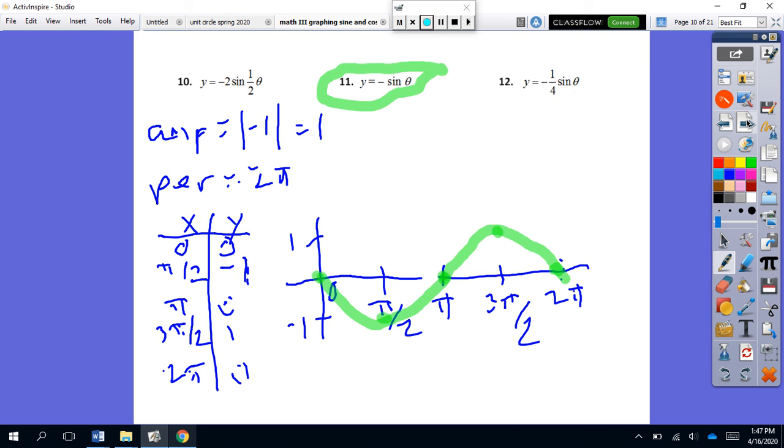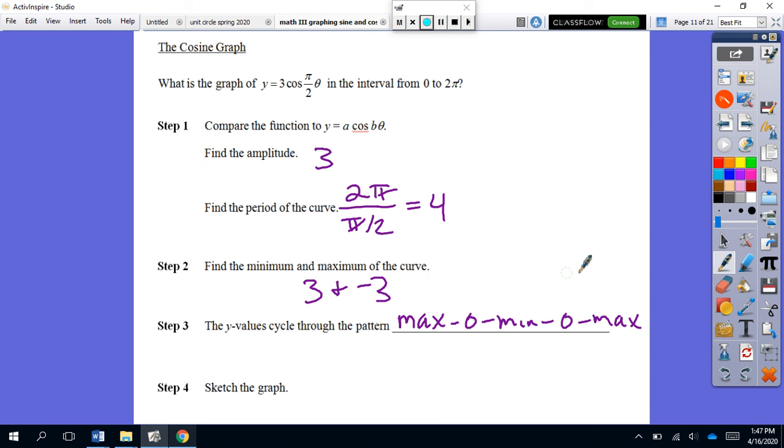So everything else works the same. You just switch the pattern for cosine. I think I left it all filled in for this page. So if you're looking at this example, y equals 3 cosine pi over 2 x, the amplitude is 3, period is 4. The pi's drop out on that one. And the max and min are 3 and -3. And your pattern is max, 0, min, 0, max. And if a is negative, then it would be min, 0, max, 0, min.